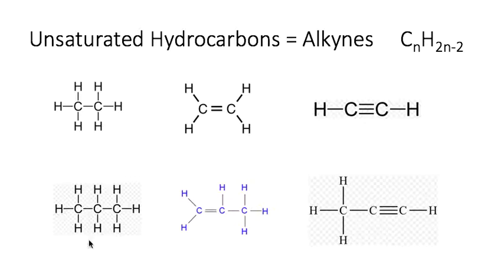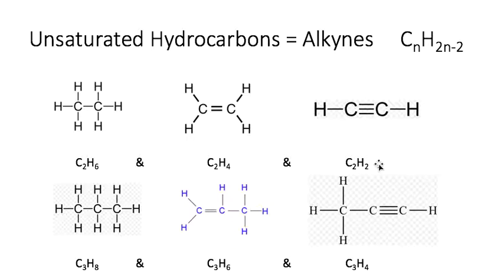And the same thing here with the propane, propene, propyne, okay? In all of those cases, we've dropped down, and so we've gone from 6 to 4 to 2 as we add degrees of unsaturation, 8 to 6 to 4 as we add degrees of unsaturation.